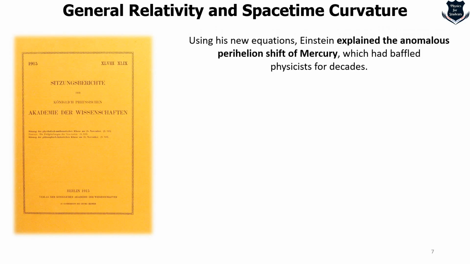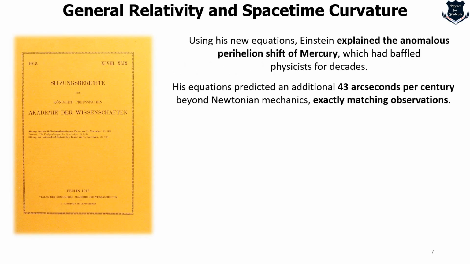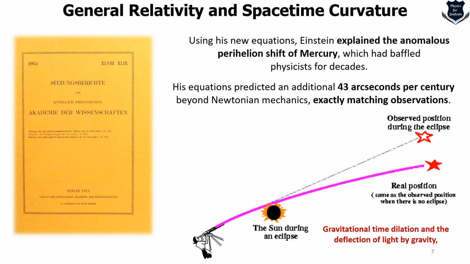Most importantly, using his new equation, Einstein famously explained the perihelion shift of Mercury, which had baffled physicists. It was 43 arc seconds per century, which was beyond the capacity of Newtonian mechanics to explain. It also led to very important phenomena, the gravitational time dilation and the bending of light, though this did not fully appear in 1915.